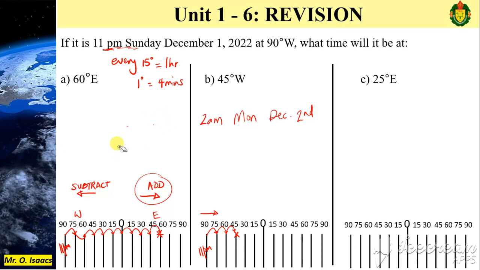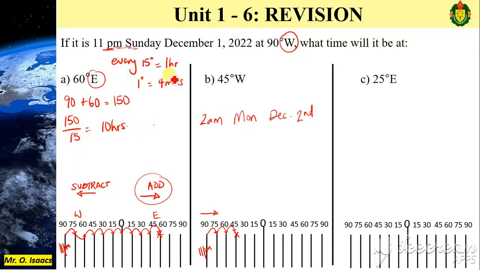When you're doing the actual calculation, you first of all look at the two hemispheres. If the hemispheres are of different positions, like if you have west and east, you're going to add. So you'd have 90 plus 60. You add those two together, you get 150. Then you divide 150 by 15 in order to get the total number of hours. Once you divide that, you get 10 hours.